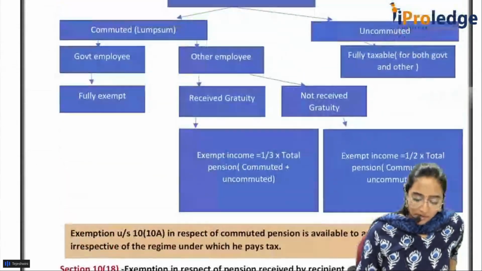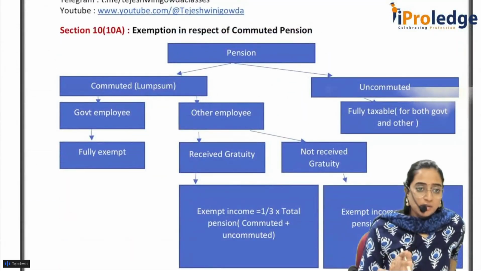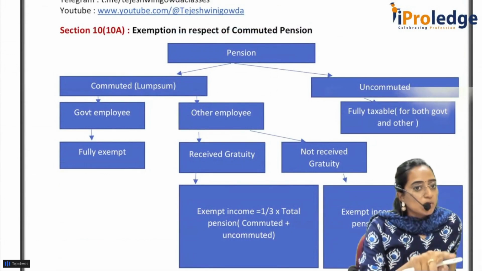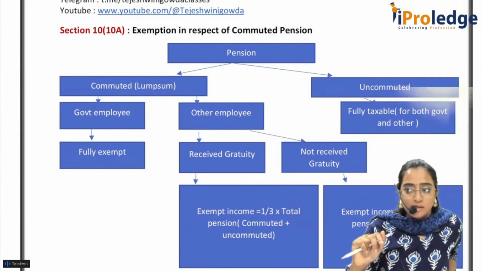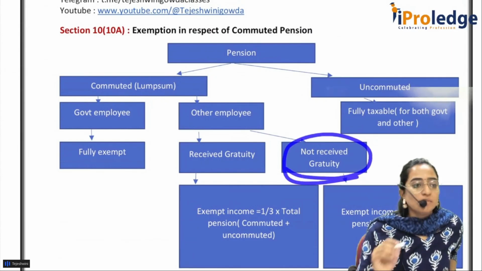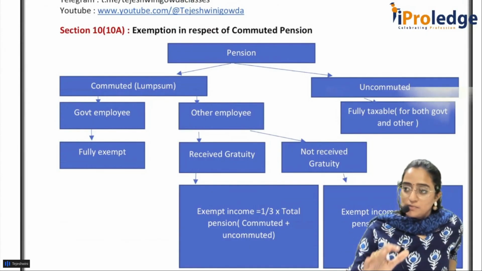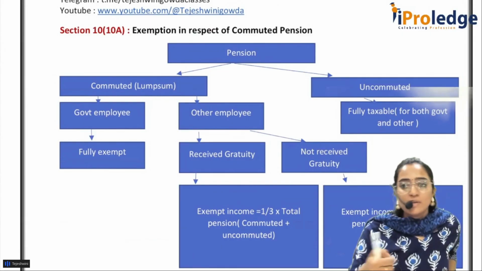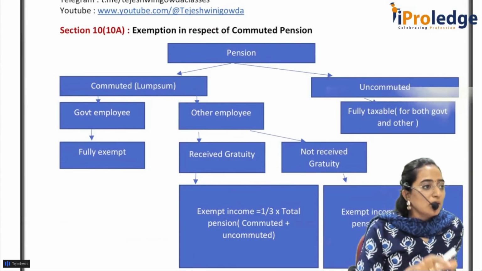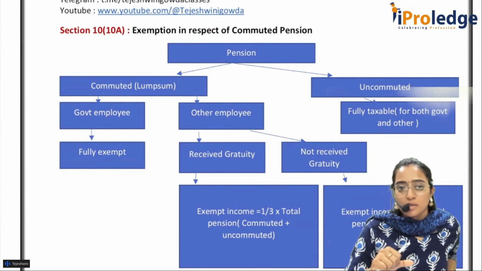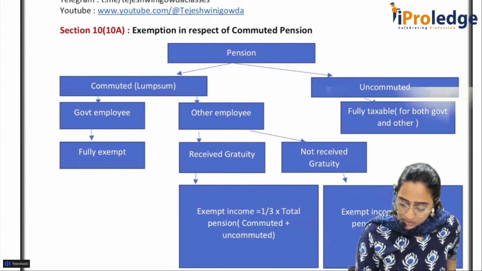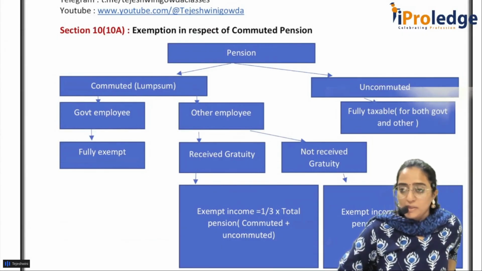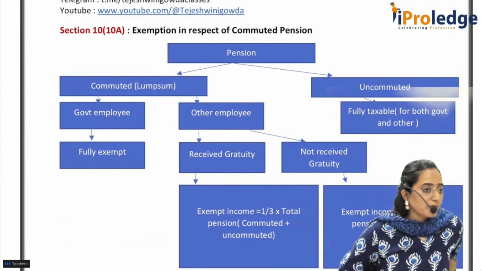If you are receiving pension and gratuity, can I say you will be receiving exemption in two categories? Pension also you will be getting exemption, gratuity also you will be getting exemption. Whereas if you have not received gratuity, will you get any exemption on gratuity? No. Only if you have that income, you will get that exemption. If you don't have that income, where is the concept of exemption coming in? Understanding? So what is it going to be? Exempted income is half of the total pension, that is commuted plus uncommuted.